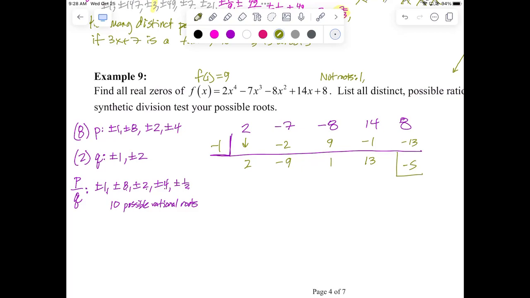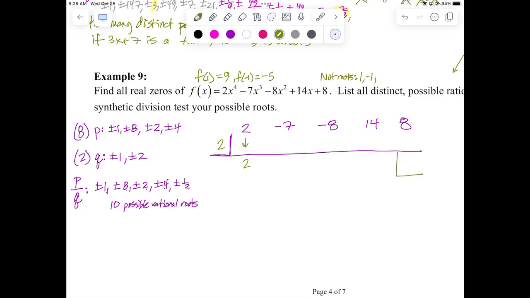Is negative 1 a root? No. But guess what f of negative 1 is? Negative 5. There's an ordered pair on the graph called negative 1 comma negative 5. But negative 1 is not a root. Okay, so we've tried out the easy ones first, and that's smart. Those are the ones I would have actually tried first. You want to just keep going? Try the next easy one, like 2? You want to try a 2? Let's try a 2. Okay, so there's a 2.